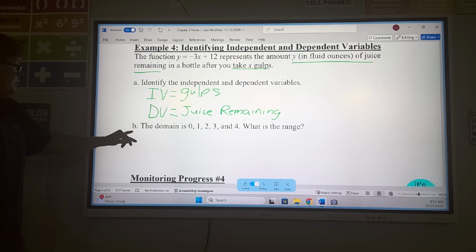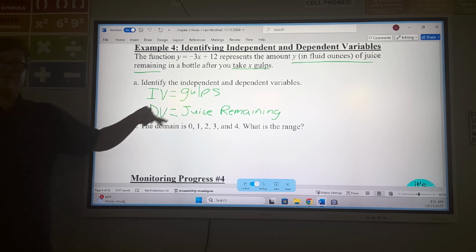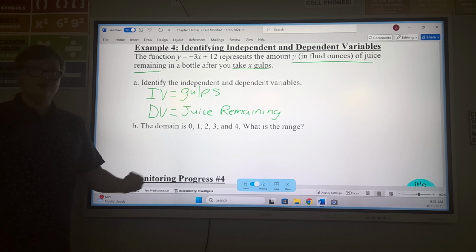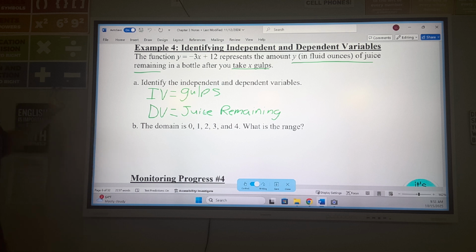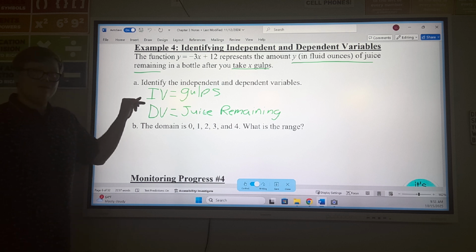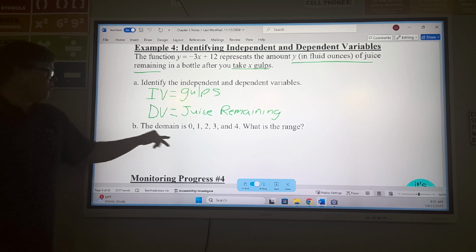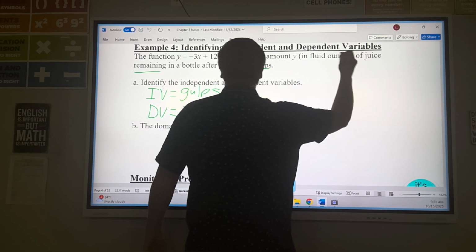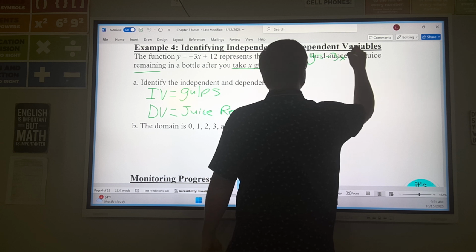Okay. Now we see here the domain is 0, 1, 2, 3, and 4. We have to find the range. Now remember, domain is input. Domain is also the independent variable. The range is the dependent variable. So whatever we're putting in is our independent variable. Whatever we're getting out is our dependent variable. So let's find our range with the domain that's given. So our equation that's given is y equals negative 3x plus 12.